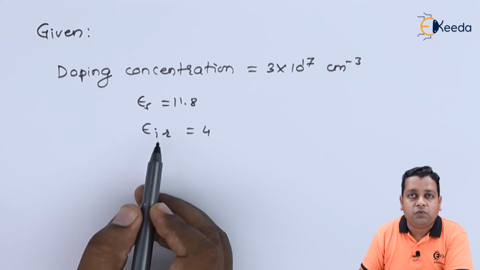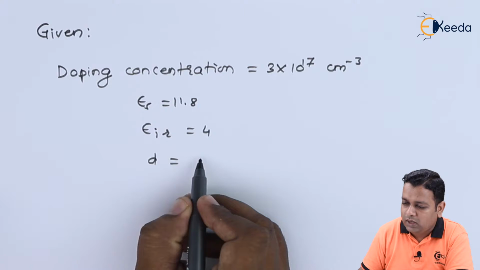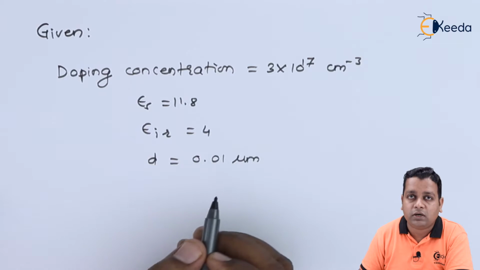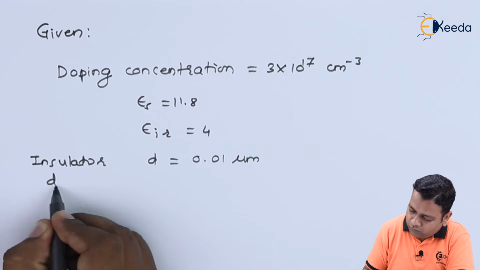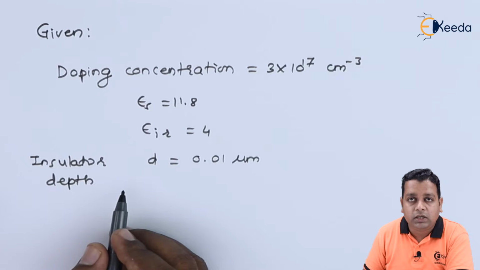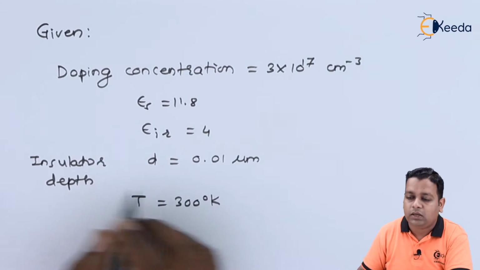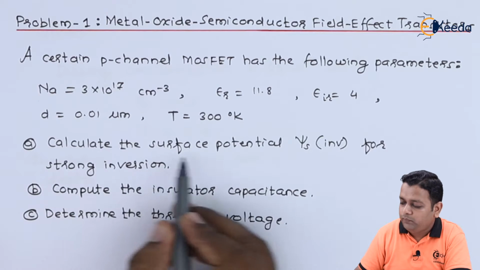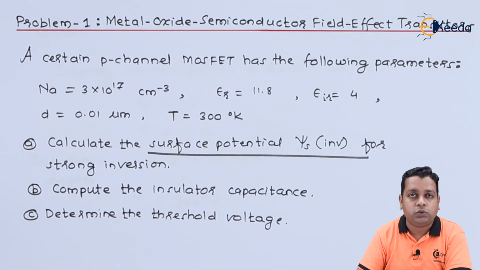After this parameter, we have a measurement denoted by D in terms of length, so that it is 0.01 micrometers. As we have insulator in use, this is the insulator depth. And the last parameter provided to us is T. So T is the operating temperature, that is 300 degree Kelvins here. Getting back to the problem statement, now we need to solve for part A. The surface potential for the strong inversion is to be calculated.